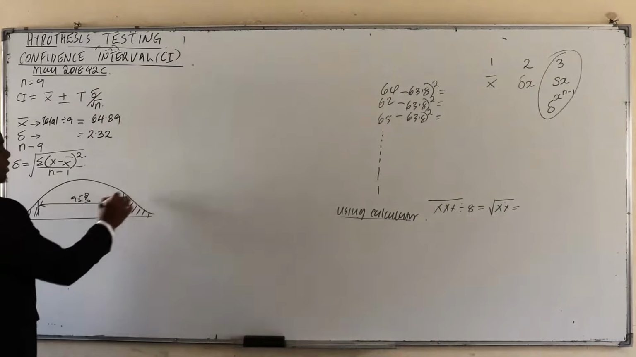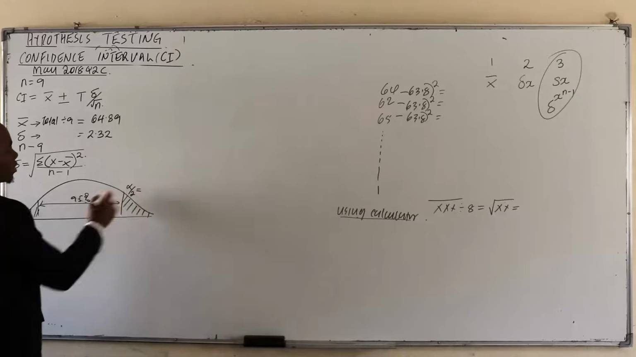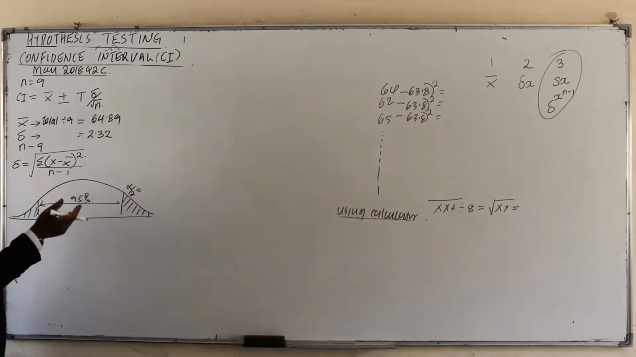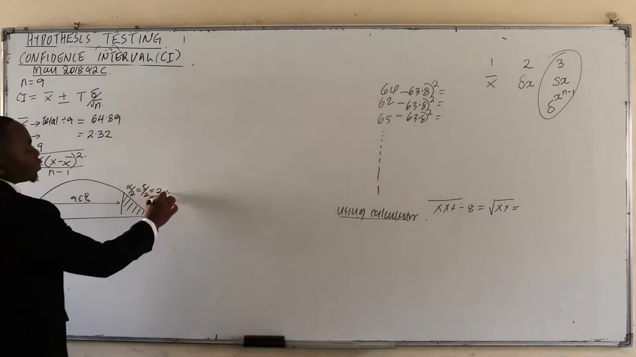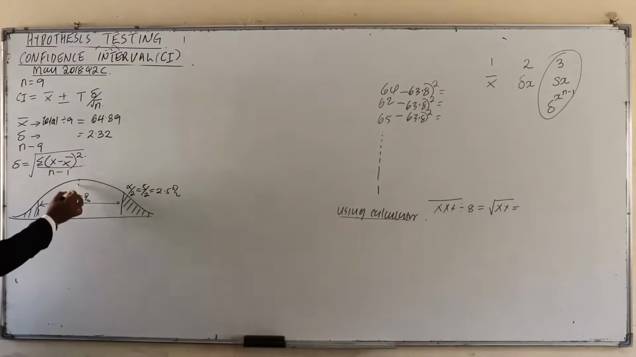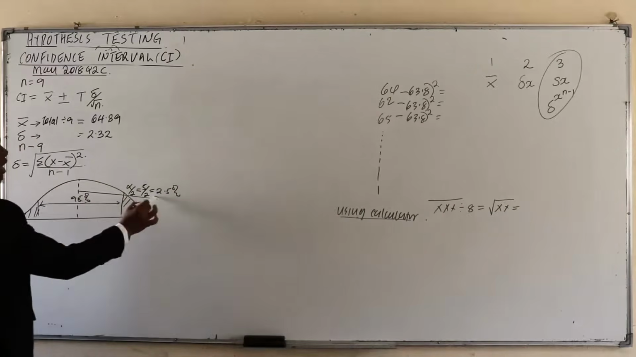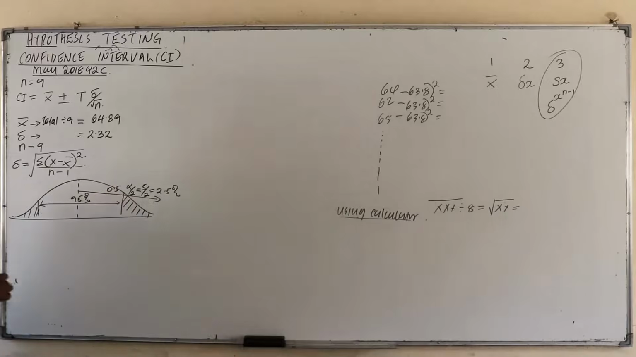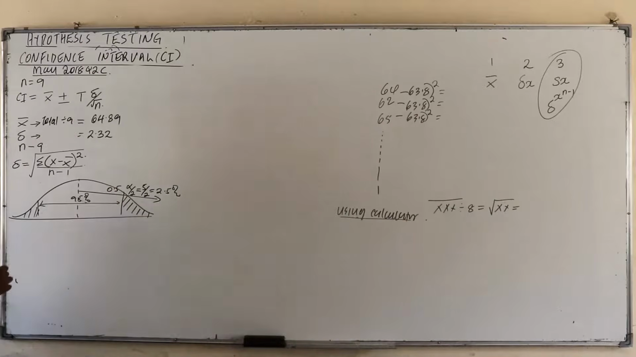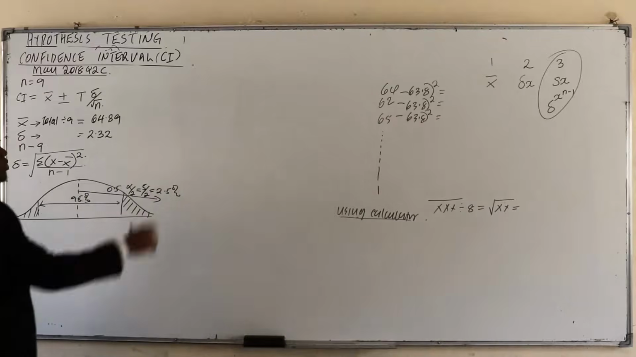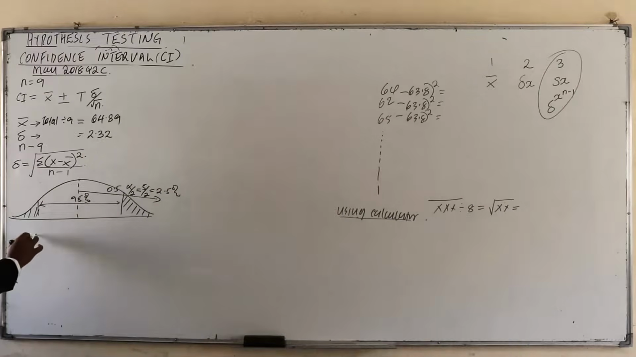So that means this will be alpha over 2. For 95%, the margin of error is 5%, so 5% divided by 2 will be 2.5%. Then we know that half is 0.5. So to get t, we don't use the z table, we use the t table. So t, alpha over 2, n minus 1.